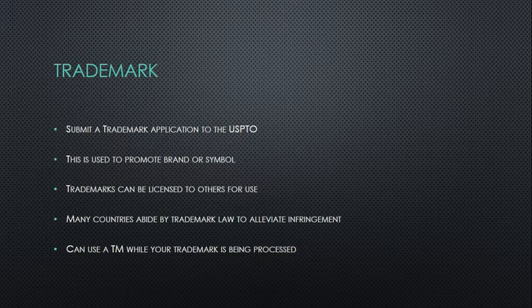Now, another huge one that you will most likely be doing, especially in this class, is a trademark. A trademark is also submitted to the United States Patent and Trademark Office. They handle patents and trademarks. It's used to promote a brand or symbol. So an image, symbol, any type of logo could be trademarked for your specific product, service, company, etc. You can even trademark yourself if you want.